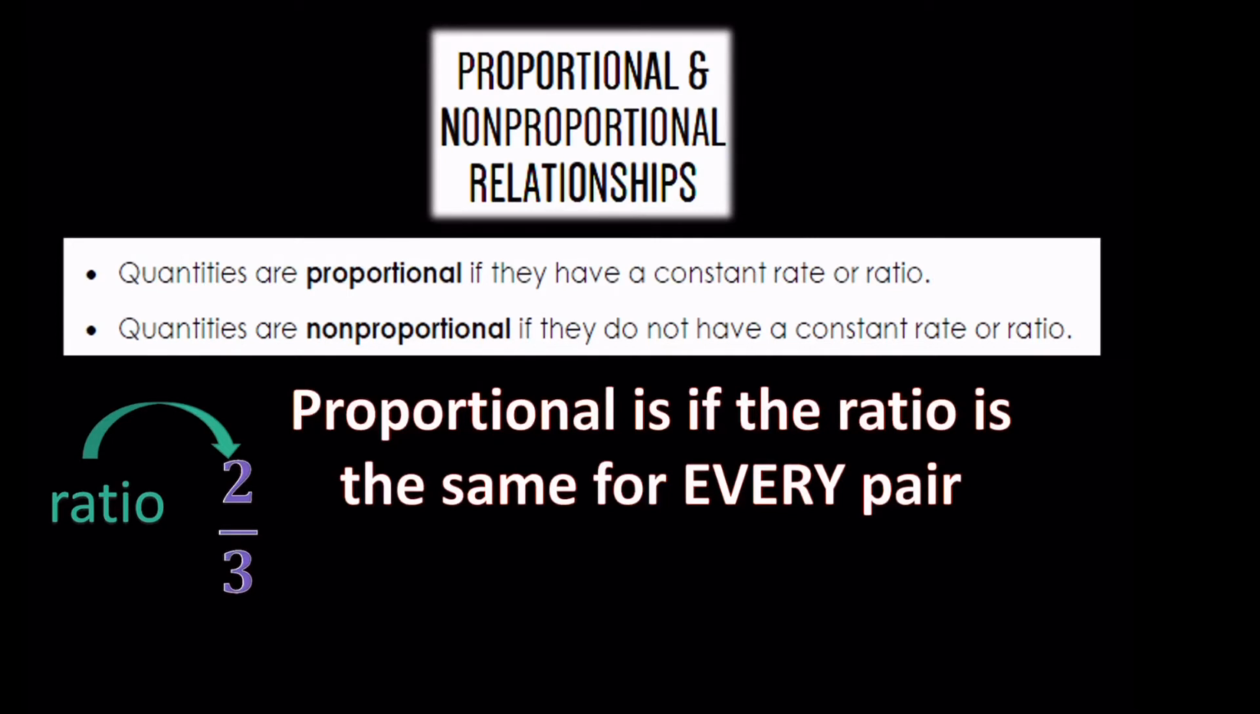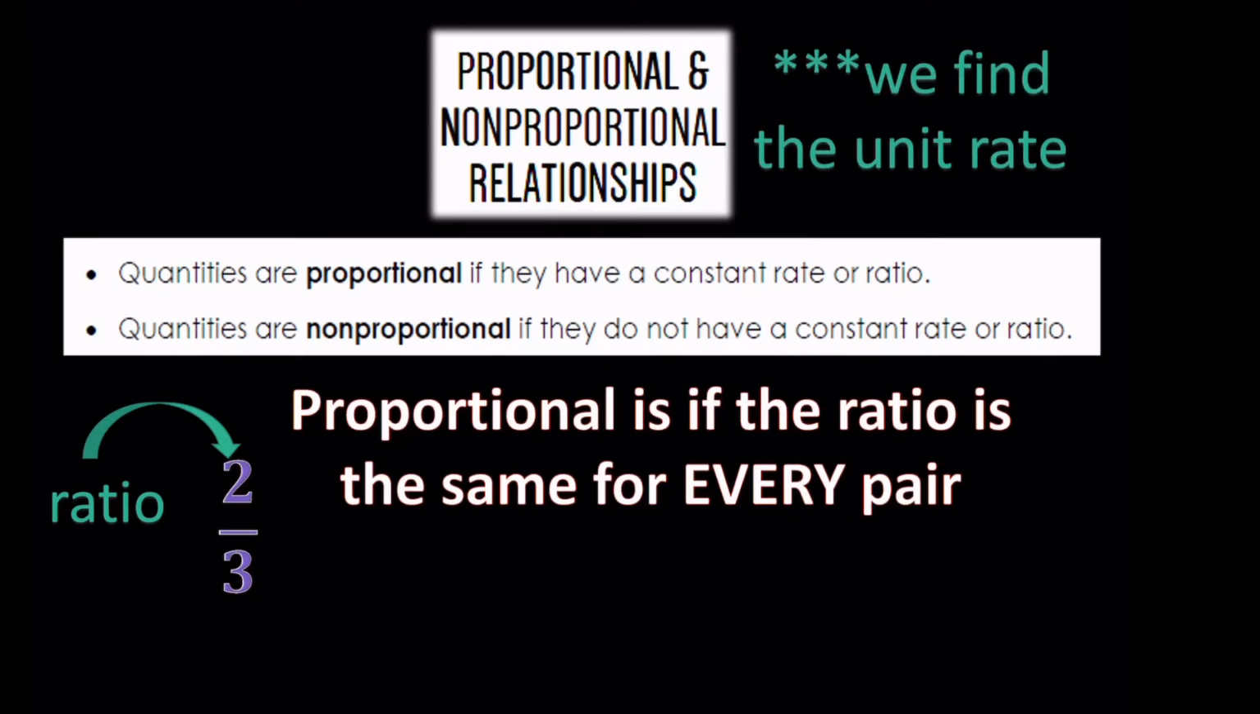One way to find a rate is if we find the unit rate, the amount per one thing. So I would write that down. If we find the unit rate, that's the amount per one unit of each thing. So for a relationship to be proportional, the ratio has to be constant. It's non-proportional if the ratio is not the same everywhere we go. So let's see what that means.